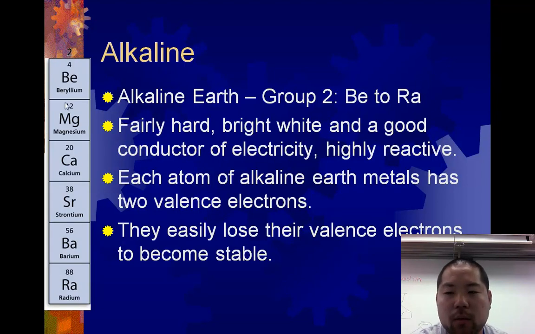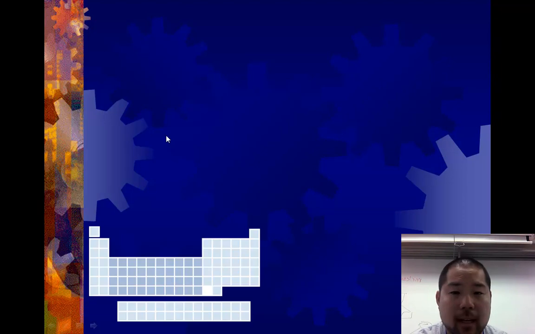So here's that family. 2 valence electrons, 2 valence electrons, 2 valence electrons, all the way across. Beryllium has 4 electrons, but 2 of them are on the outside. Magnesium has 12 electrons, but 2 of them are on the outside. That means the other 10 for magnesium are on the inside.